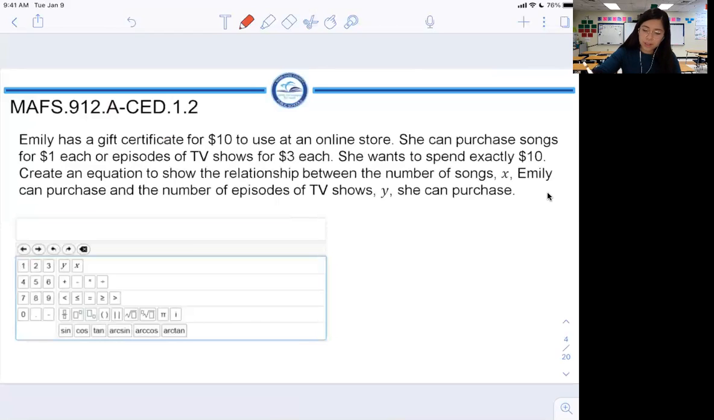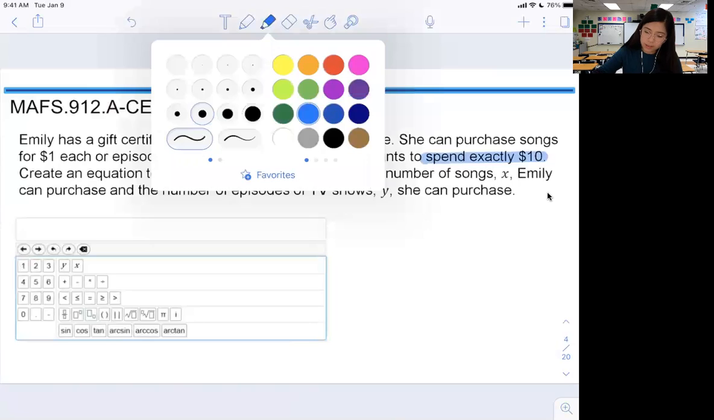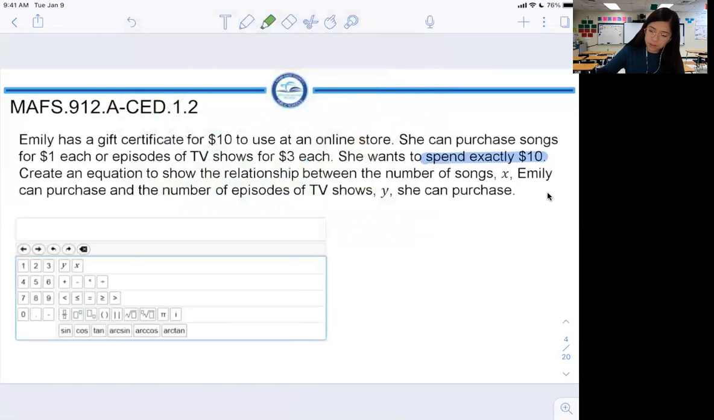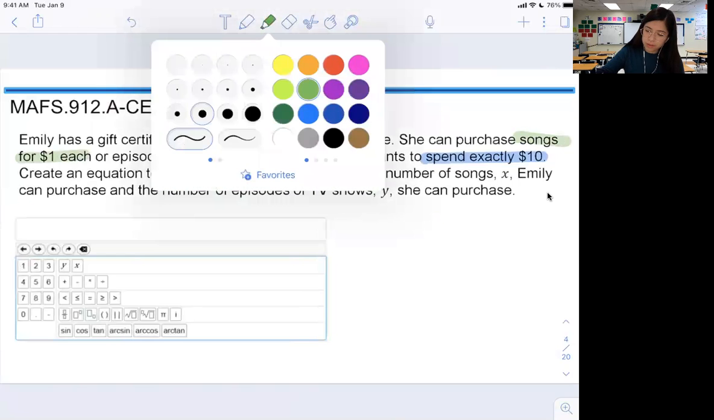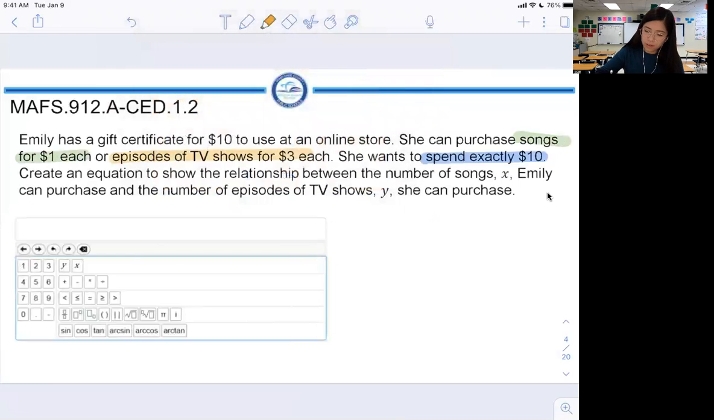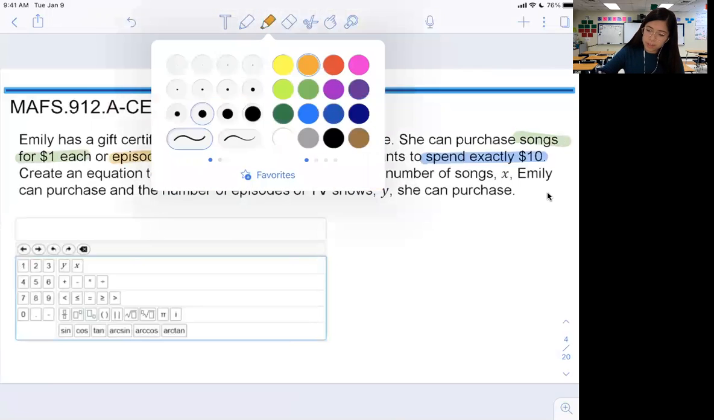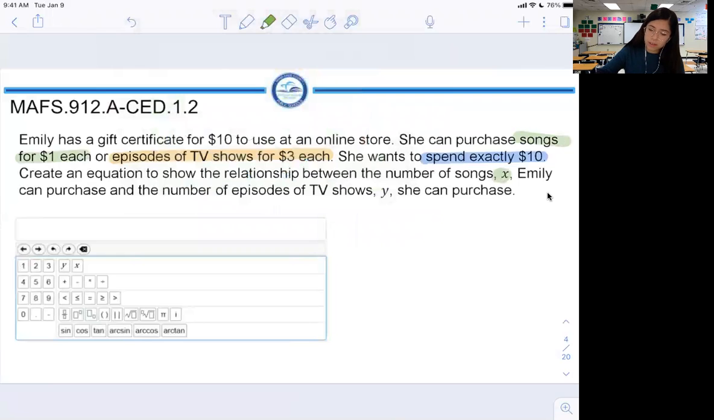All right, cool. Lots of useful information. So she can only spend $10. We know that songs are $1 each, and TV episodes are $3 each. We know that songs are represented by X. We know that TV shows are represented by Y.